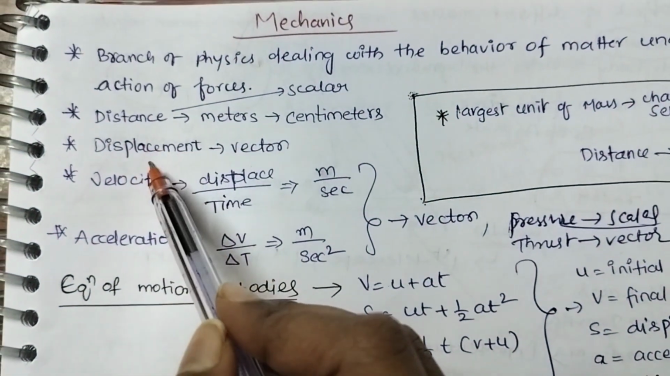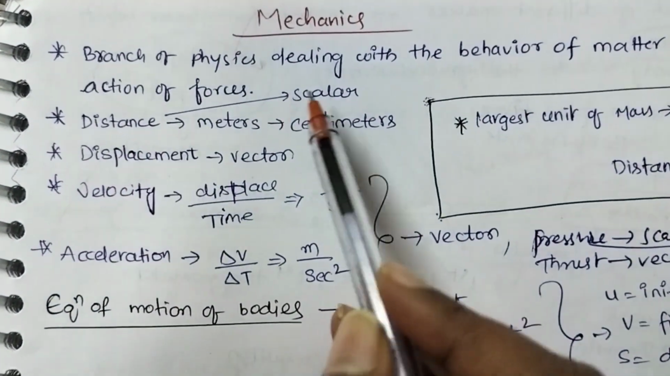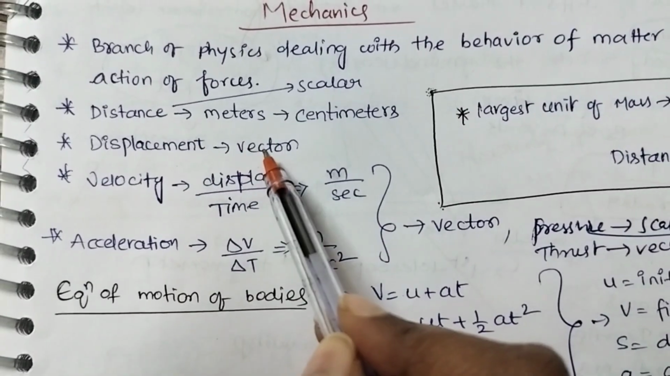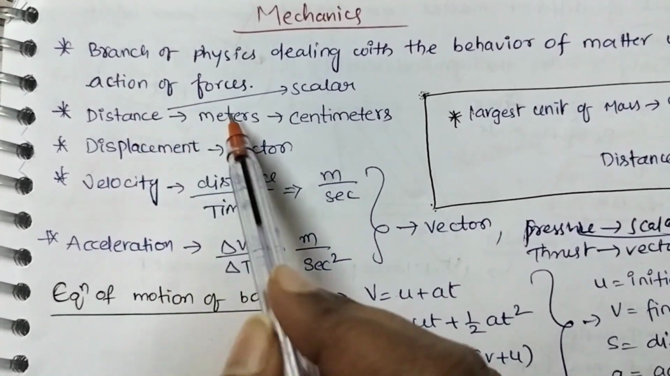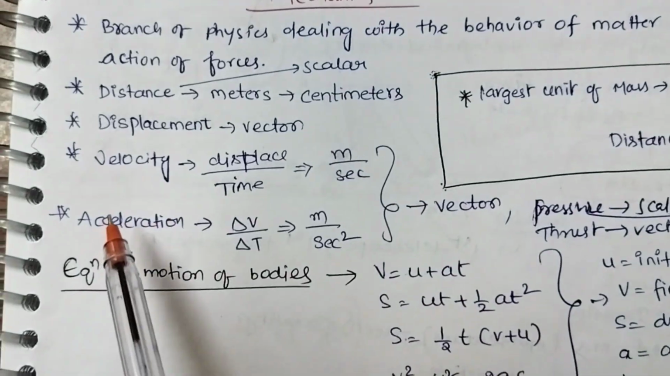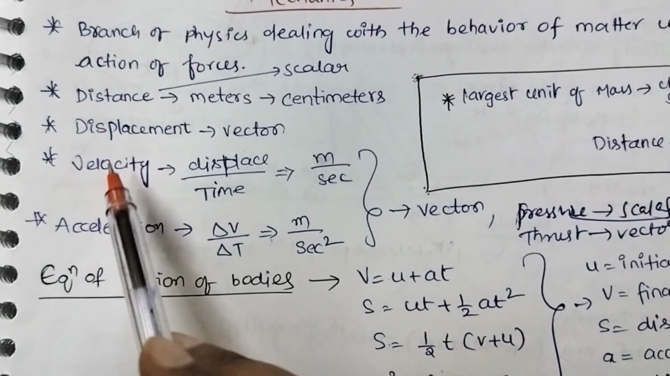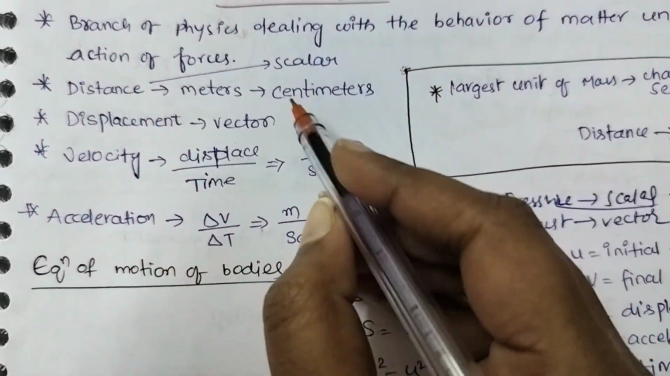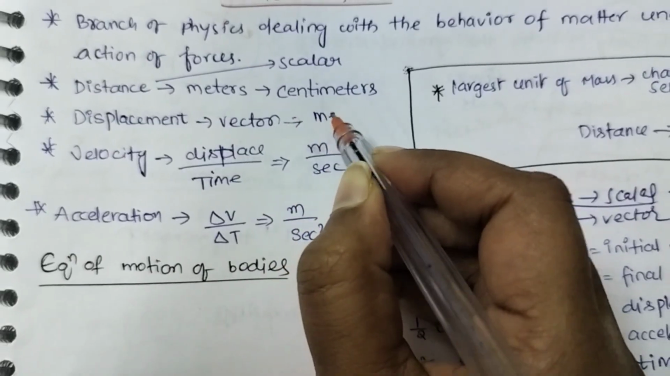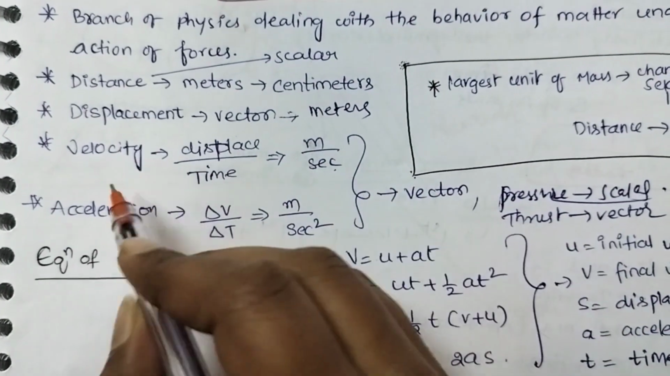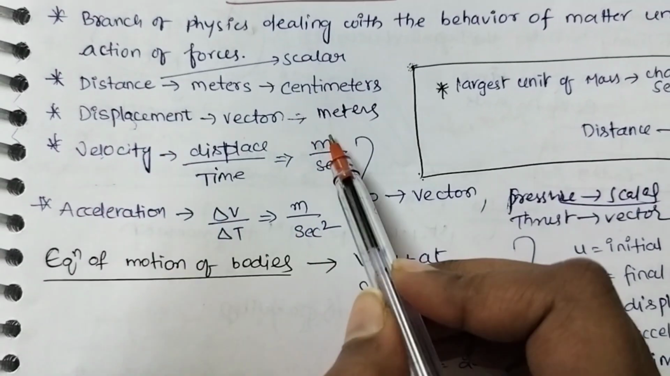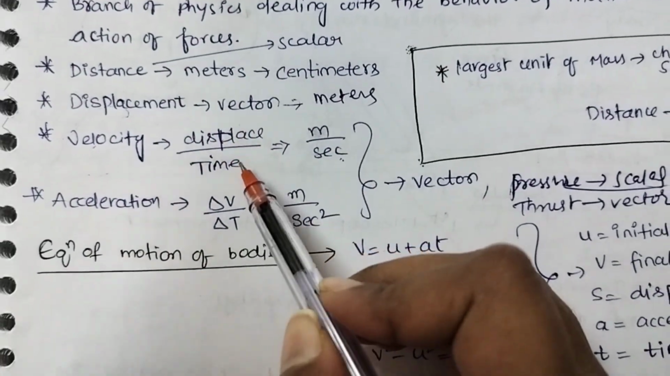Here, distance and displacement. Distance is a scalar quantity whereas displacement is a vector quantity because displacement depends on time. Units of distance are meters or centimeters. When it comes to velocity, velocity is displacement by time. What are the units of displacement? Meters. Meters per time. What are the units of time? Second. So the unit of velocity is meter per second, which is displacement by time.